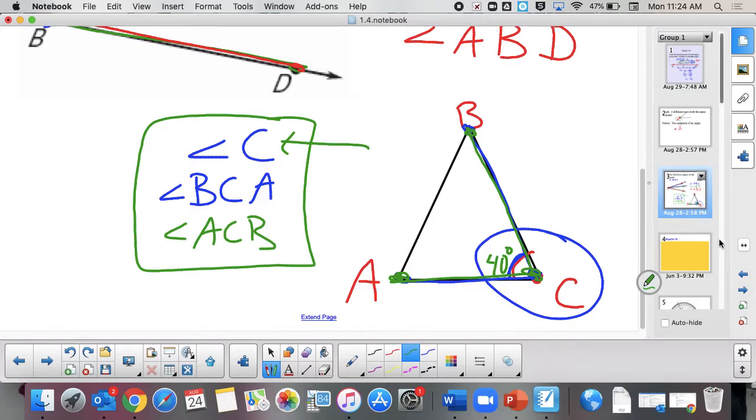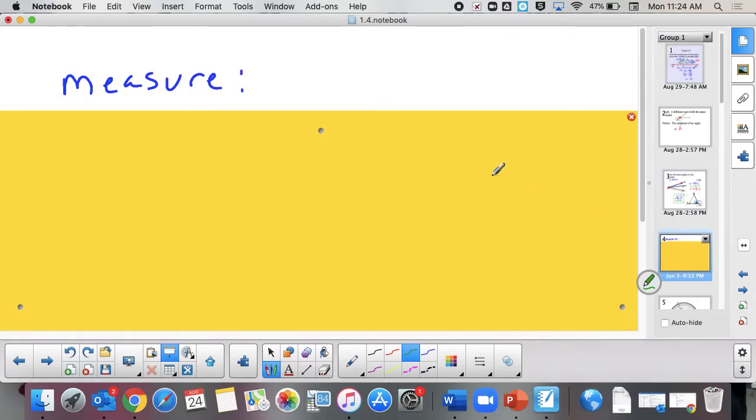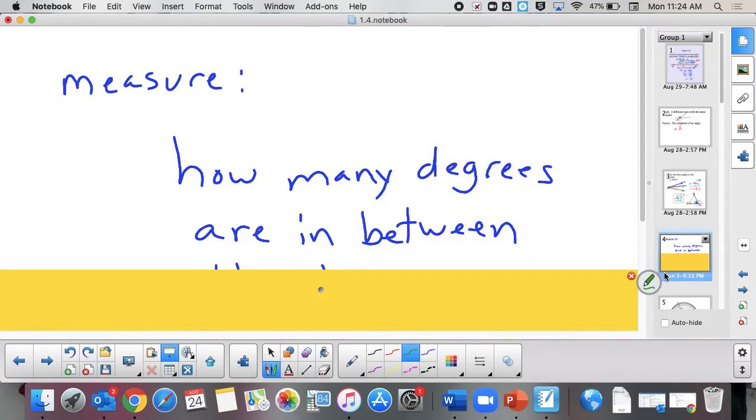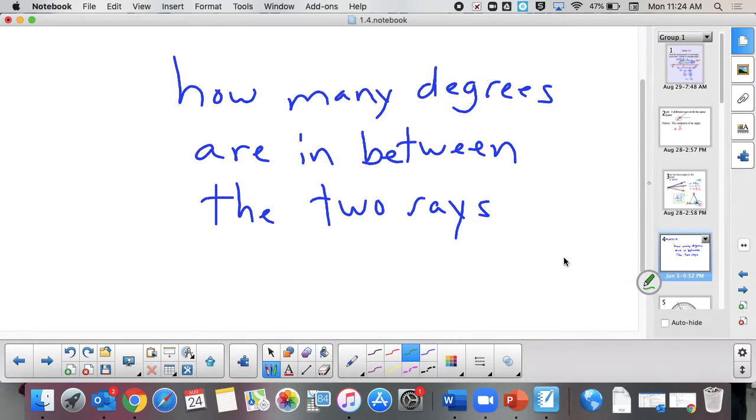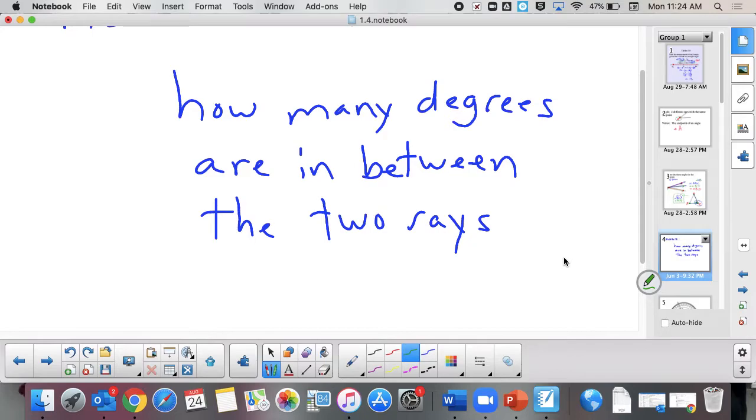Now, when we look at finding the measure of an angle, the measure of an angle is how many degrees are in between the two rays. When we talk about how big an angle is, it is the measure of that angle.